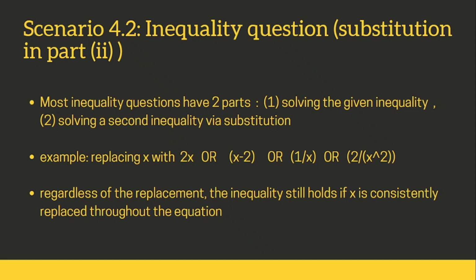So most inequality questions will have two parts. The first part is solving the given inequality, and the second part is solving the second inequality via substitution. So you can be replacing x with 2x, or x minus 2, which is like a translation, or 1 over x, which is like creating an inverse, or even having two of them at the same time. So you scale x with 2x, and then you replace the x with 1 over x squared, so you get 2 over x squared. And the thing is that regardless of the replacement, the inequality still holds if x is consistently replaced throughout the equation.